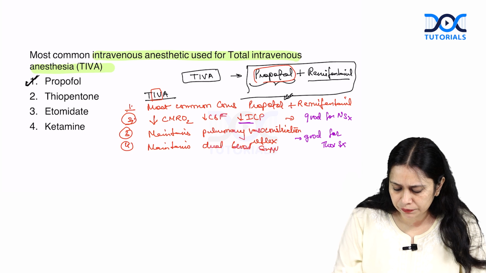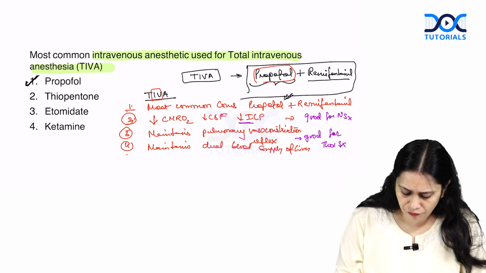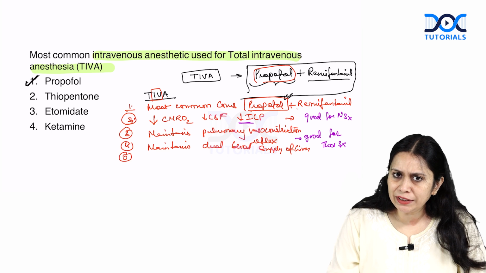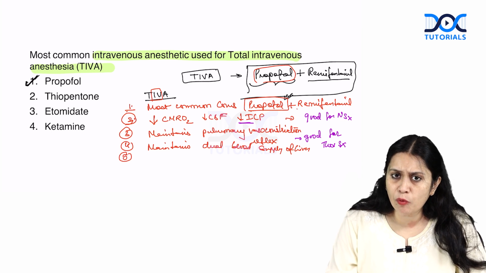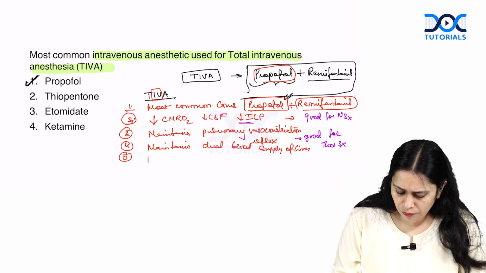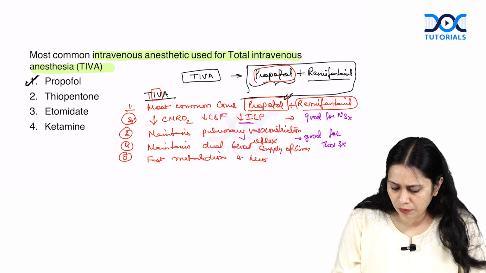Of liver. So it maintains the autoregulation of blood flow in the liver, so it is good for hepatic surgery. Fifth, propofol being the most common agent used, the drugs can be metabolized very fast. So fast metabolism of both propofol and remifentanil, and fast recovery from anesthesia.